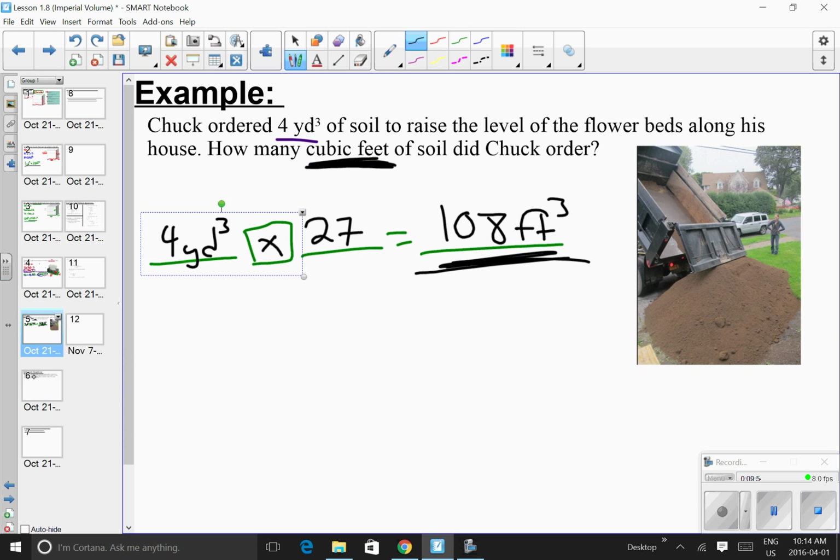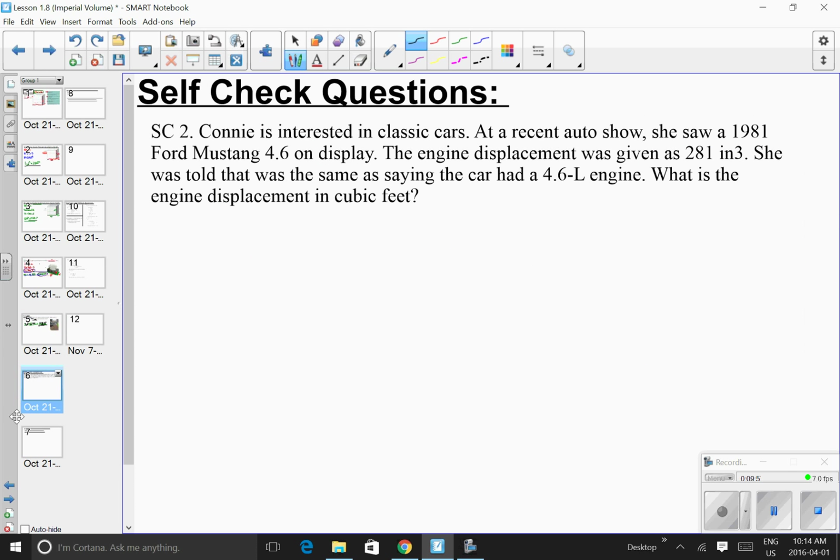Okay, so now I want you to try out these self-check questions. Make sure you check your answers and ask questions if you have them. Thank you.